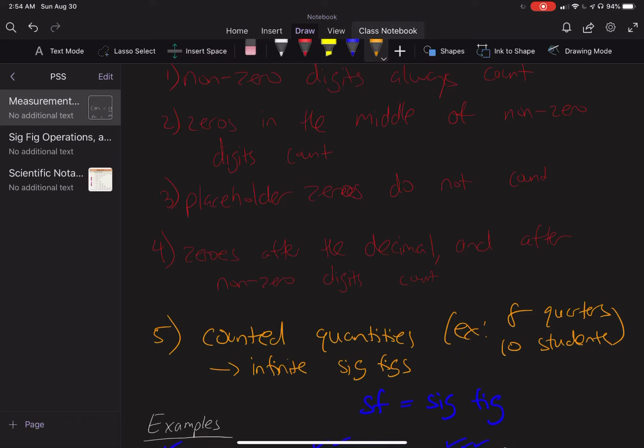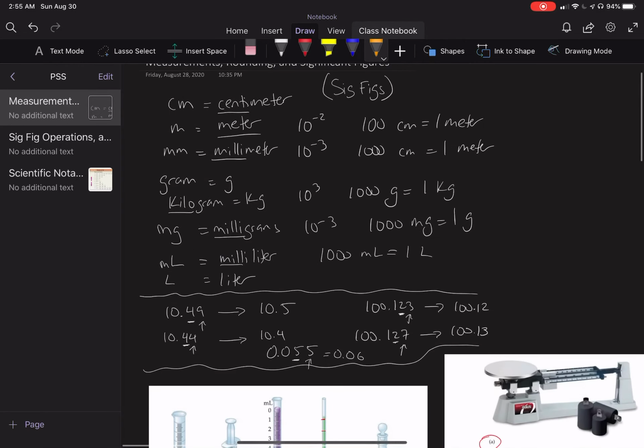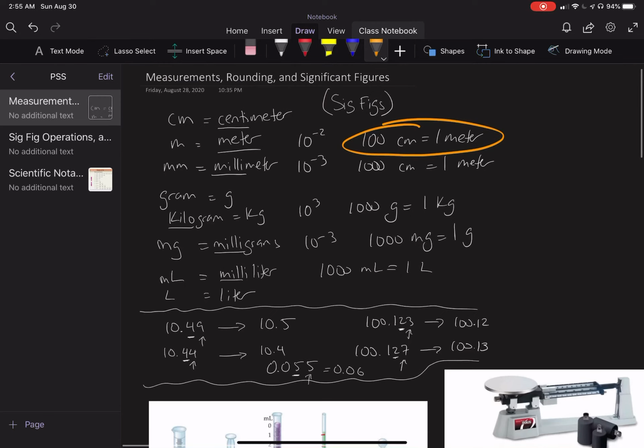And when we do the sig fig operations video, we'll explain how we figure out how many sig figs our final answer should have. Now, this infinite sig figs idea also applies to definitions. So we had some definitions up above. For example, there's 100 centimeters in a meter. That's like a definition. The sig fig rules are not going to apply here either because we're counting. It's exactly 100 centimeters makes 1 meter. That's how we define the centimeter.